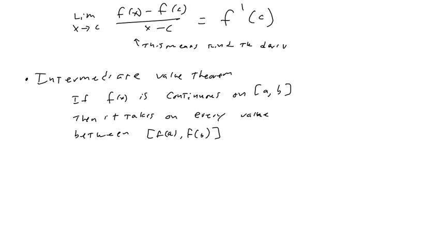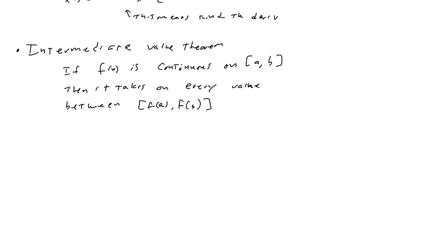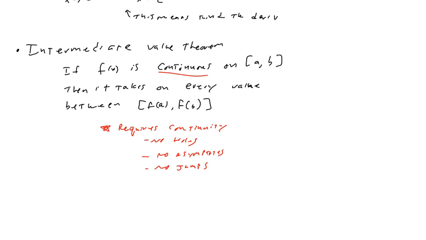So this is the definition of the intermediate value theorem. Basically, the intermediate value theorem requires continuity, right? Key things about this: it requires continuity, meaning there's no holes, no asymptotes, and no jumps. It requires continuity of the function.